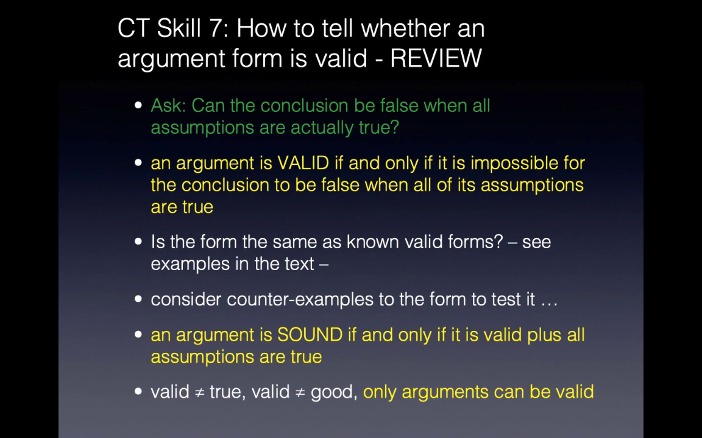All right, here's critical thinking skill 7 then. How do you tell whether an argument form is valid? Review here. You have to ask whether the conclusion could be false when all the assumptions are actually true. Recall the definition: an argument is valid if and only if it is impossible for the conclusion to be false when all of its assumptions are true. And if you've got an argument whose conclusion could be false when all of the assumptions are true, and you can show yes, all the assumptions are true, and yet the conclusion is false, you show the argument is not valid, invalid.